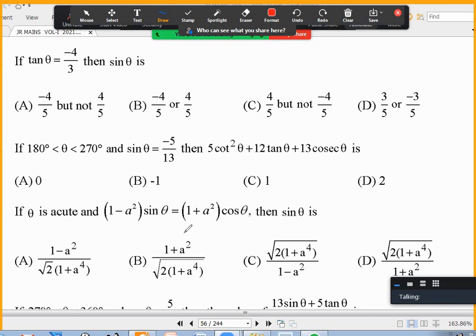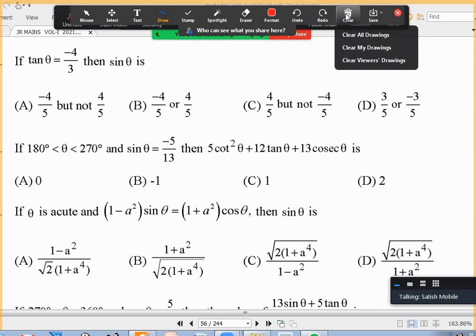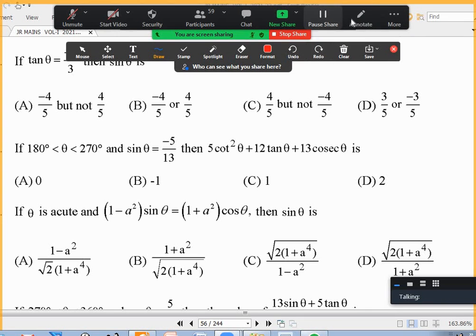Okay. Third question, you can bring this cos here and this one here. Indirectly they give 1 plus tan squared theta equals 1 by 1 minus a squared. And now they're asking sin theta. You can easily construct the triangle and you can do it, right? Yes, sir.